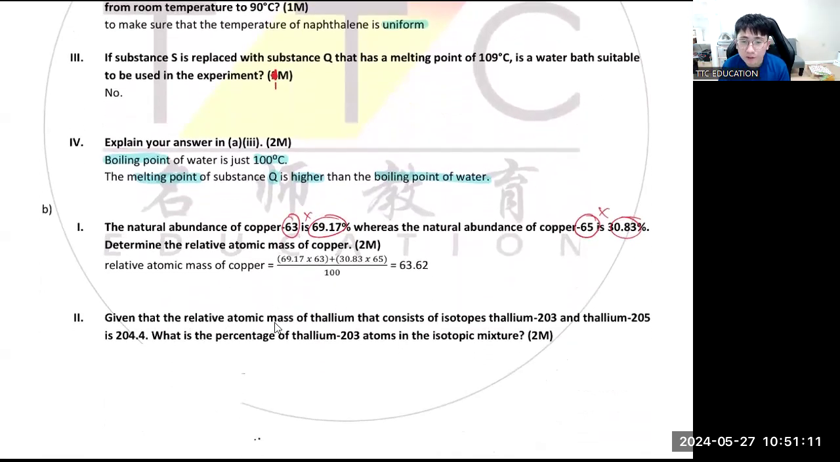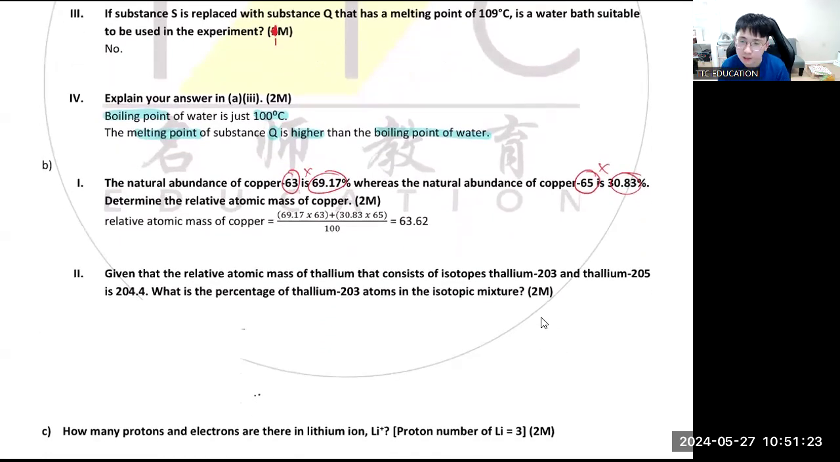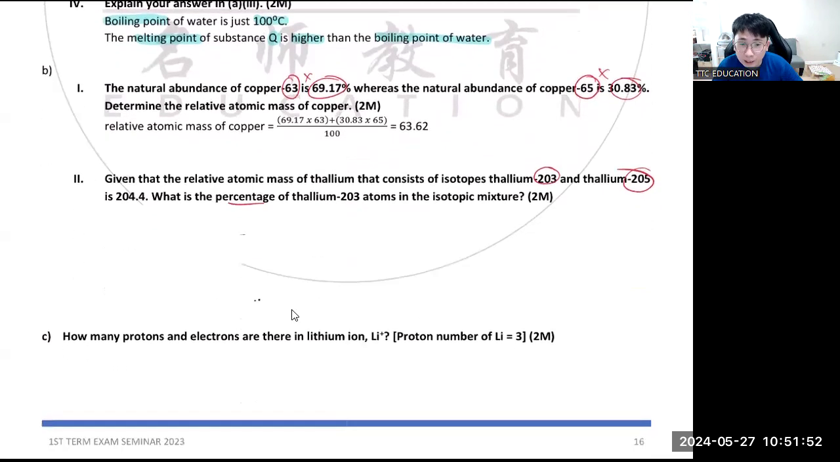Then, given that the relative atomic mass of thallium, which consists of thallium-203 and thallium-205, is 204.4. Again, guys, this is percentage. For this one, I don't want to go through it because it's a reverse calculation. You have the atomic masses, but they ask you to find the percentage. So it's a reverse calculation where you have to look for two equations, do simultaneous equations, and then look for your percentage. This one, B2, I leave it for you guys to try after the seminar. I did this one with you guys already, so just leave it for yourself to do as self practice.